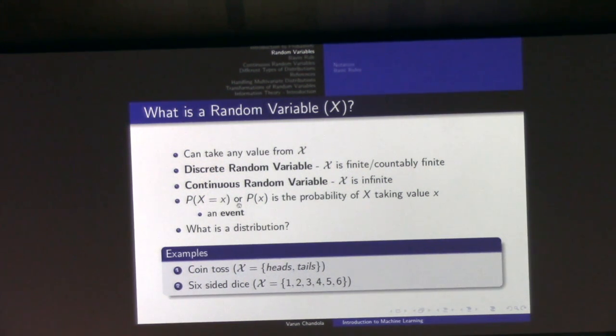Sometimes, just to be concise, we often write P of x, which essentially means that we are assuming that the uppercase X is already there, and then we are essentially saying what is the probability of uppercase X equal to x, all right? Any questions so far?